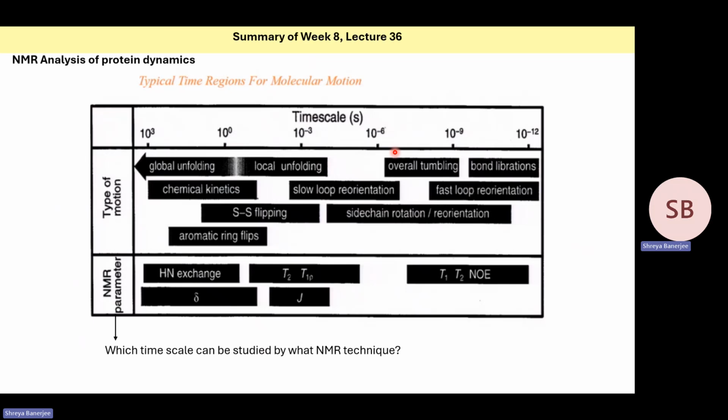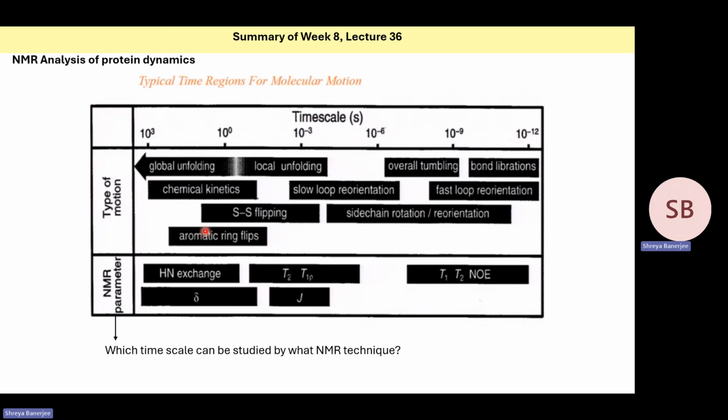Now, protein is not a stationary molecule. It moves and it has many different kinds of motions. Each of these motions have a different time scale. So you can have bond vibrations where just the bond is vibrating, and this occurs at a very fast time, 10 to the power minus 12 seconds. Or you can have a side chain rotation or reorientation. So you remember the amino acids have different side chains. So the side chain can rotate in different directions, and that also occurs in a time scale from around 10 to the power minus 4 to 10 to the power minus 11.